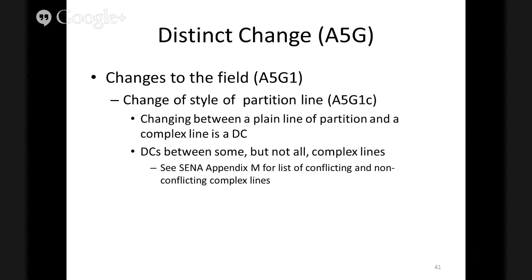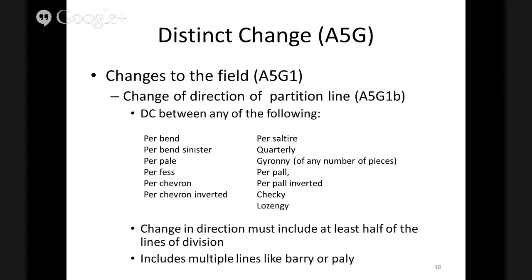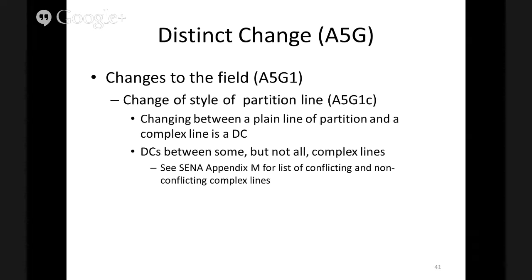You also get a DC if you change the... I'm not going to show you an example of this. This is pretty clear. If you change from per bend to per fess, it's a DC. Any of those, you should be able to hopefully visualize this. I did not want to draw 27 examples. You also get a DC if you change the style of the partition line. So you could have a plain line, you could have a complex line. Now, not all complex lines are clear of each other. Some are clear, some are not.